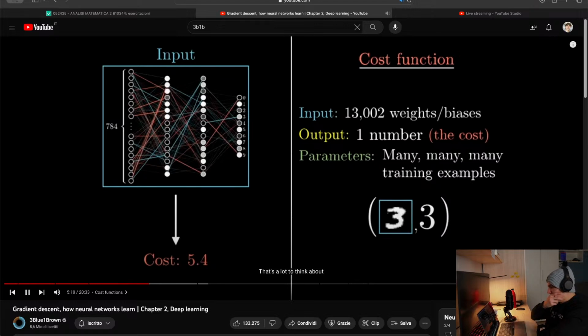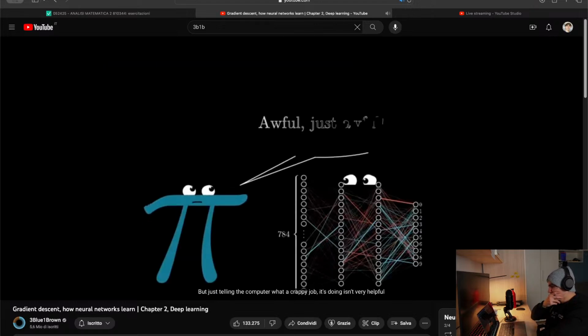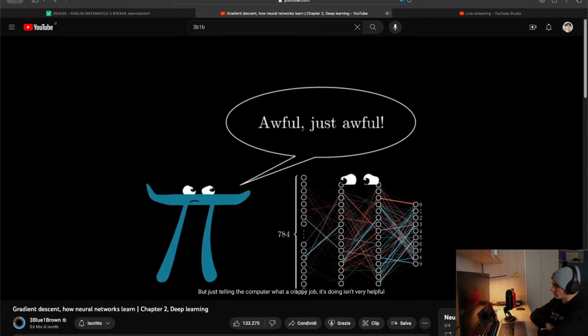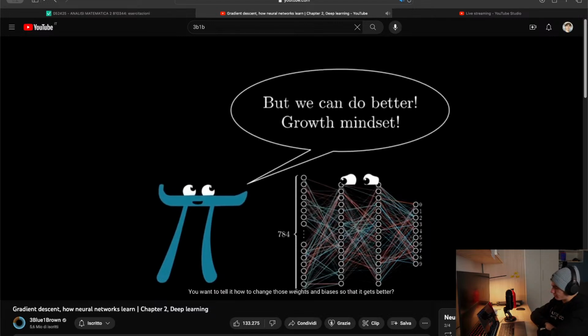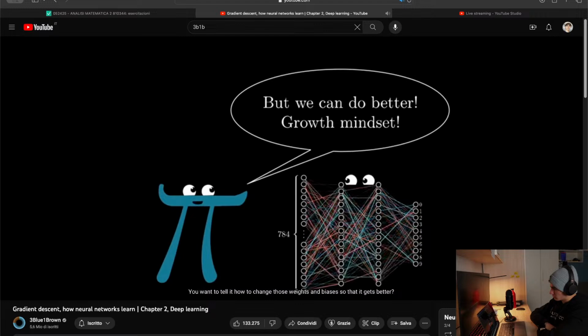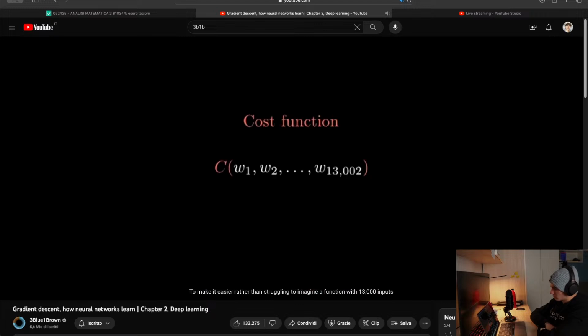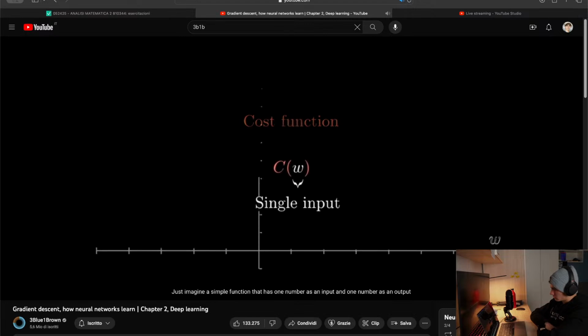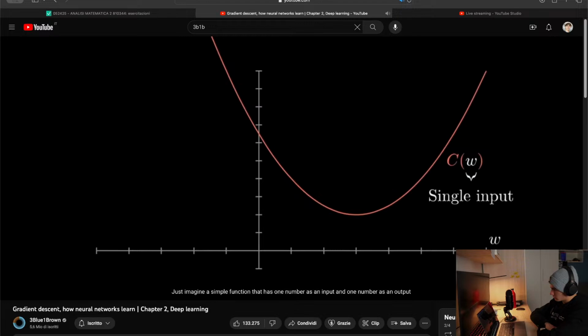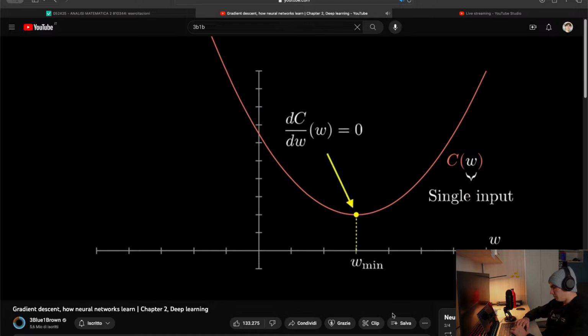That's a lot to think about. But just telling the computer what a crappy job it's doing isn't very helpful. You want to tell it how to change those weights and biases so that it gets better. To make it easier, rather than struggling to imagine a function with 13,000 inputs, just imagine a simple function that has one number as an input and one number as an output. How do you find an input that minimizes the value of this function? Calculus students will know that you can sometimes figure out that minimum explicitly.